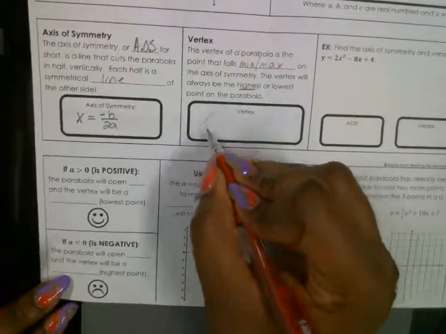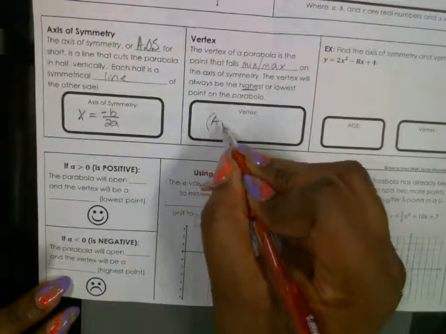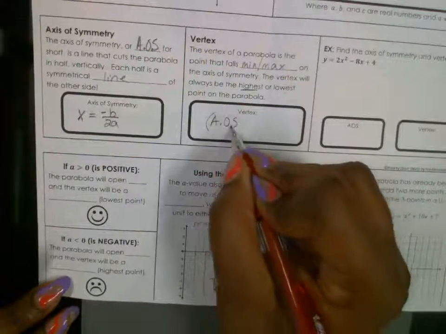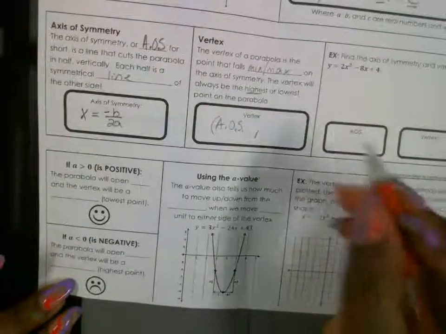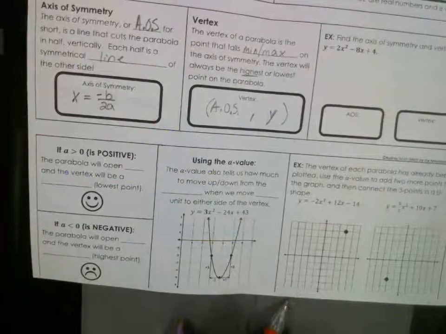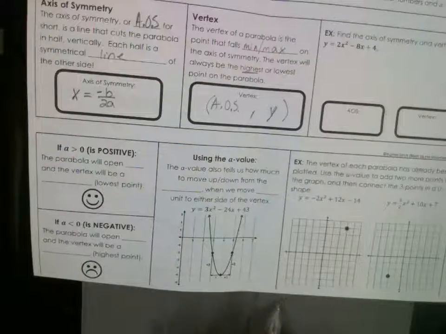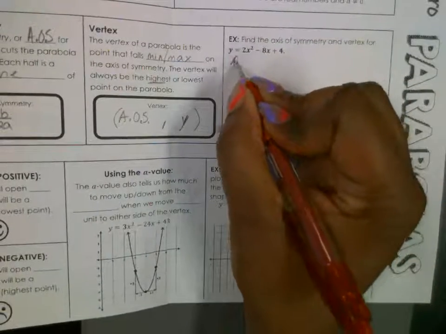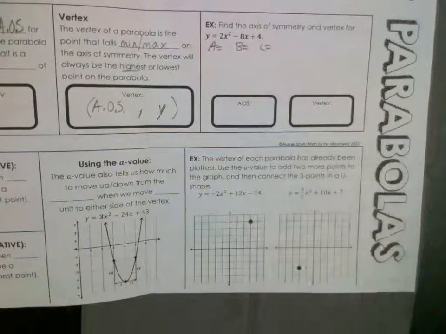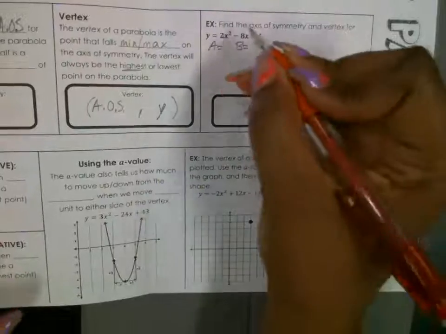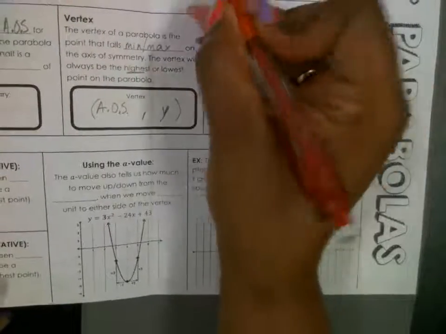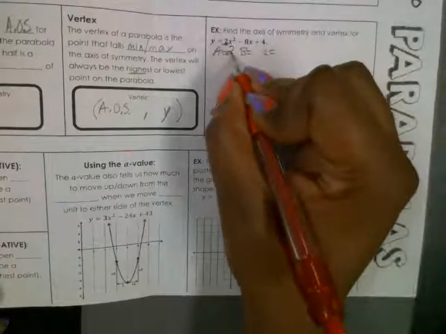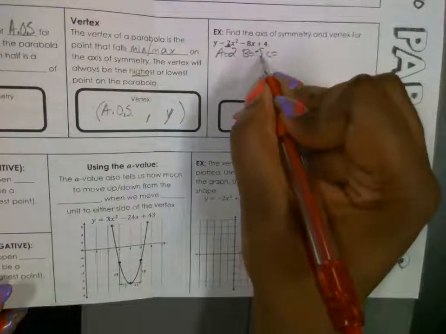Your vertex formula is going to be the AOS here, comma, and we're going to put Y. I don't want to confuse you, so we'll just put Y here. All right, so now we're going to find both of those. I'm going to show you how to do it. First things first, you need to label your A, your B, and your C. What's your A going to be in this equation? It's just the 2. A is 2. It's the number that's in front of the x squared. What's your B here? Negative 8. And what's your C? 4.